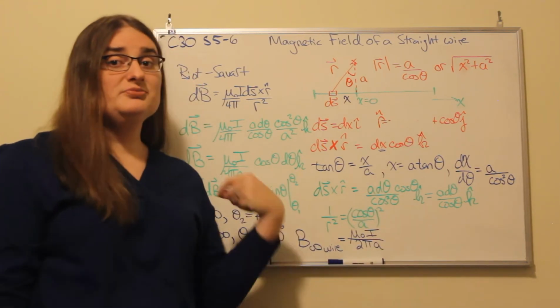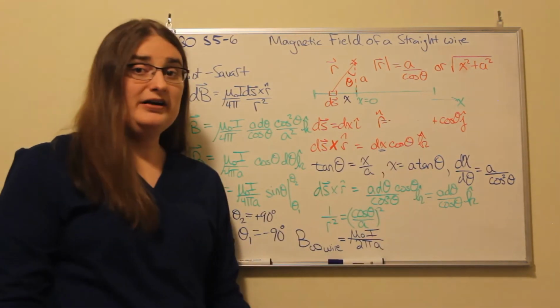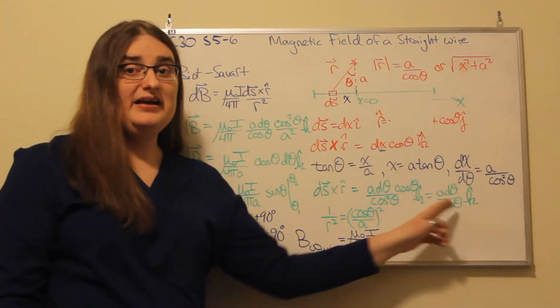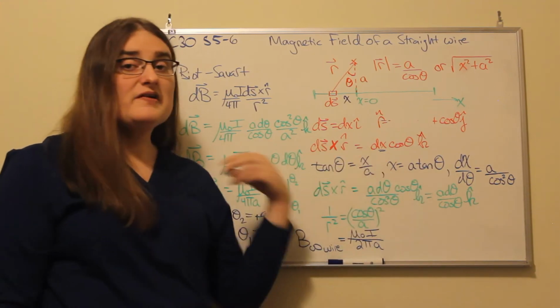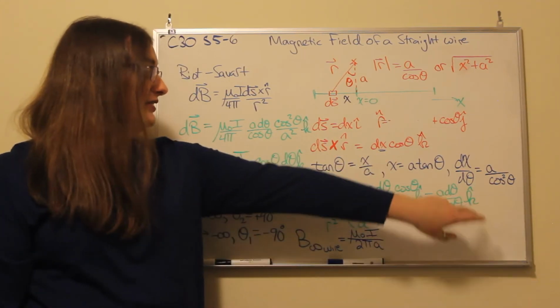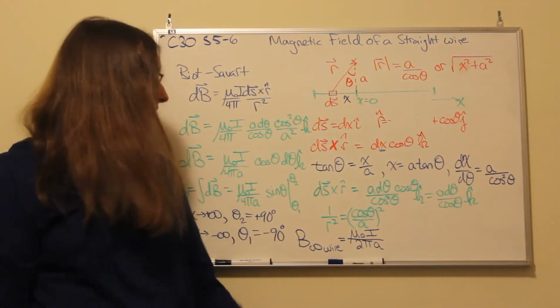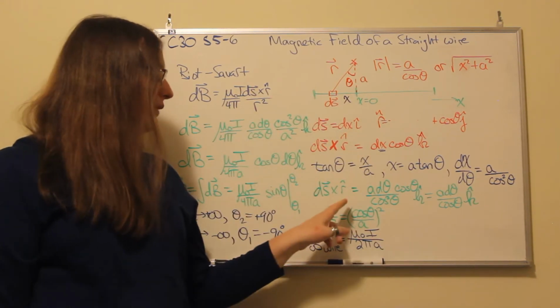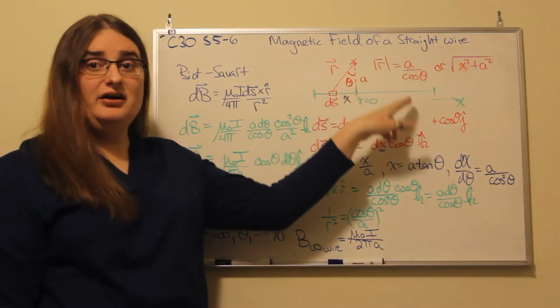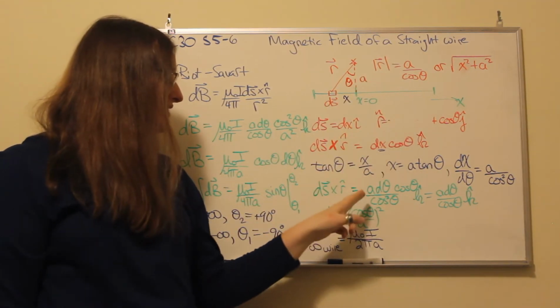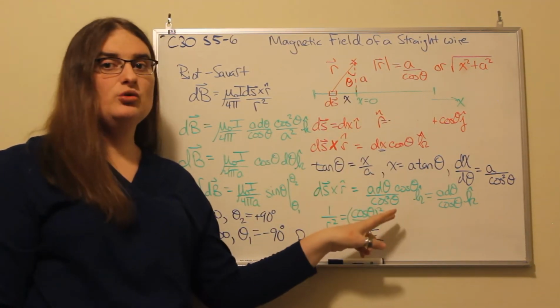So in terms of angle, my cross product is going to be my distance a times the integral element d theta divided by the cosine of theta in the positive k direction. And 1 over r squared is just going to be 1 over this, which is cosine over a. So I have the cosine of theta over a squared.